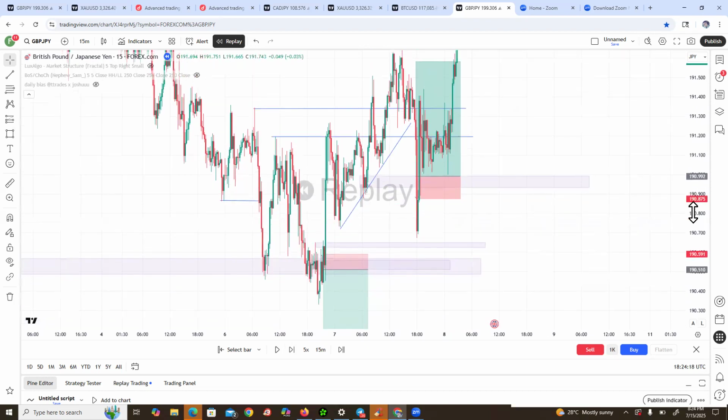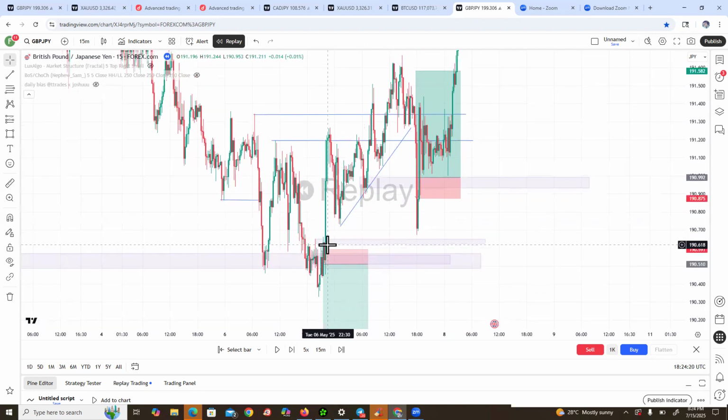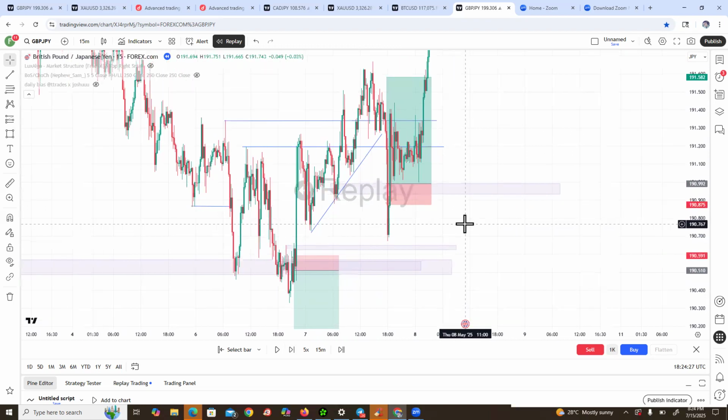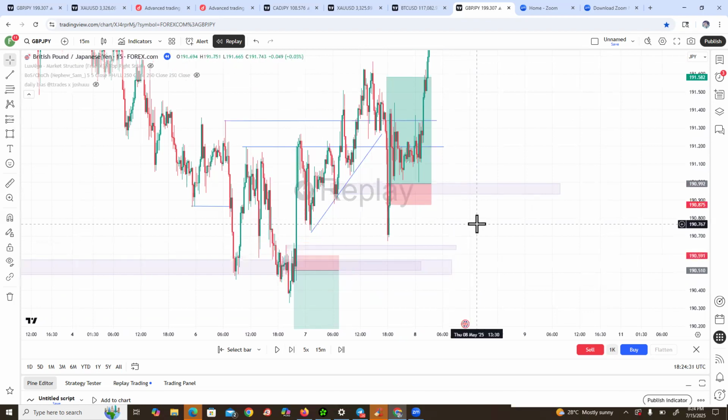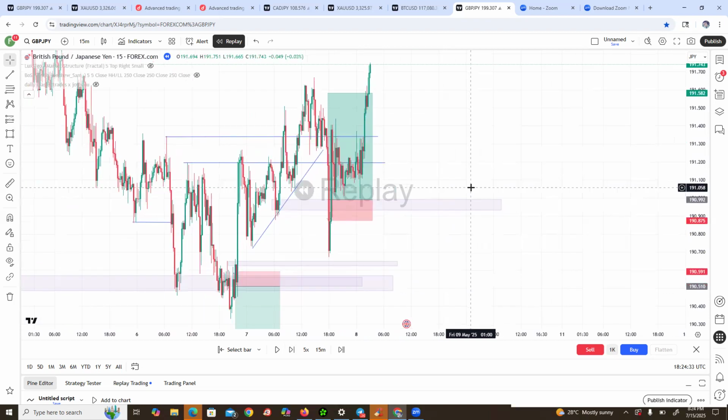I believe that is what it cleared. This is the POI. This POI here. Yes, sir. It didn't tap. So let's see if it will still come back and tap the POI.